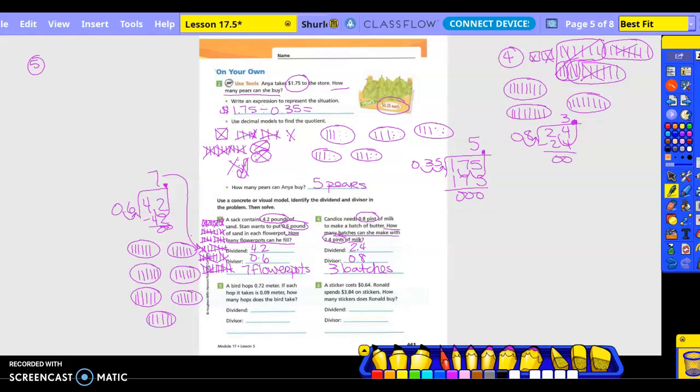A bird hops 7/200 of a meter. If each hop takes 9/100 of a meter, how many hops does the bird take? So what's my dividend or my whole number? 7/200. My divisor? 9/100. So what am I going to draw? And some small cubes, right? Okay. In one group, I need what? 9 small cubes. So I need to mark this out and make 9 or 10 more, right?